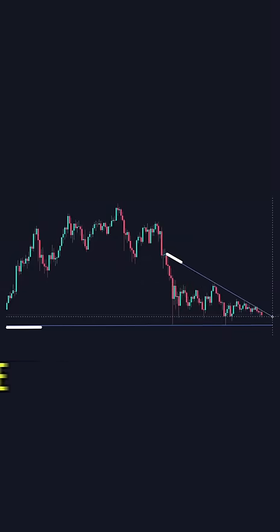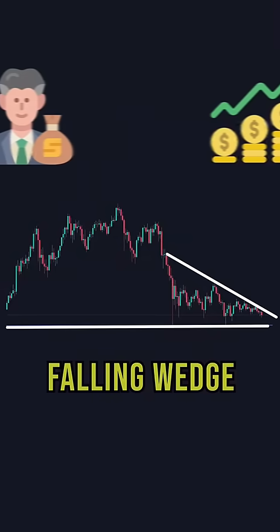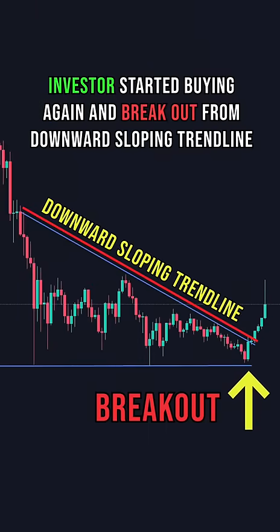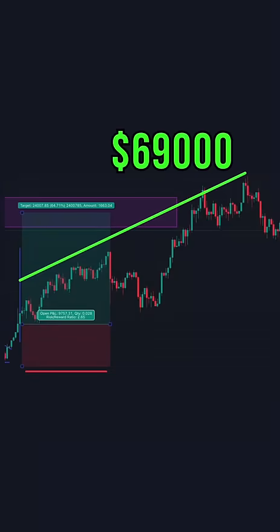Basically, the wedge shape that we see is partly because buyers are cashing in on their profits. But here's the interesting part. Once the profit-taking is over, investors start buying again and break out from the downward sloping trend line. This is how the price of Bitcoin rallied up to $69,000 this time.